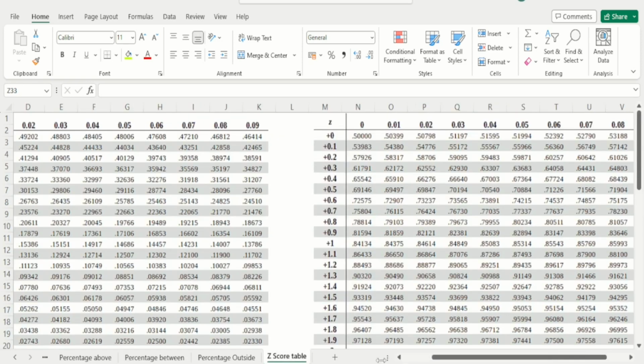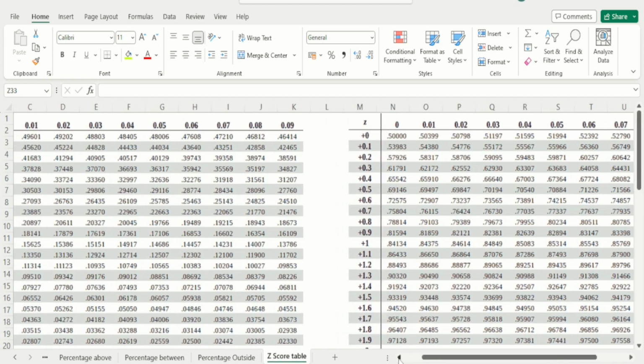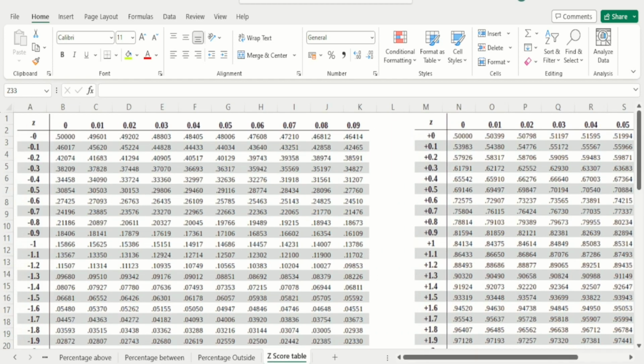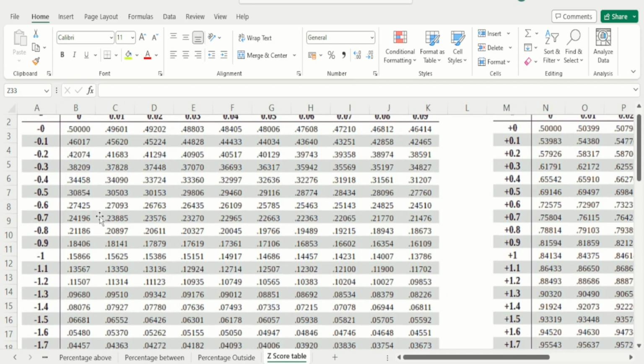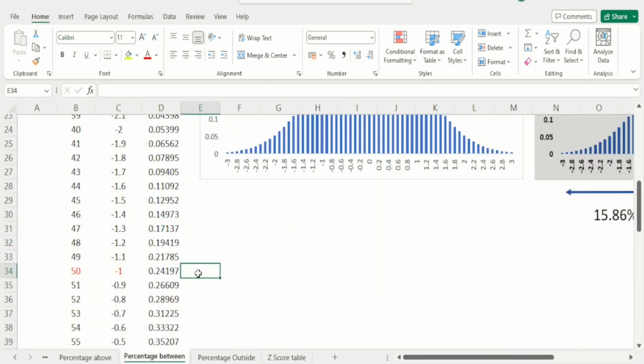In this case, we'll use the table towards the left. Remember that the table has been split into two parts. You have the negative and the positive parts of the table. As you can see here, the z-score of -1 is 0.15866. What does it mean? What it means is that roughly 15.87 percent of data points lie to the left of -1.